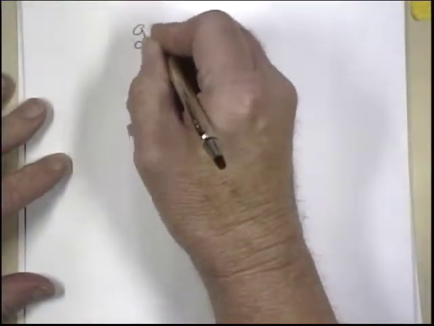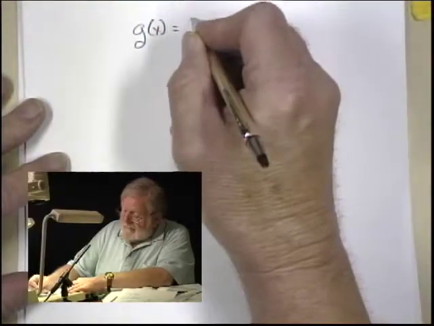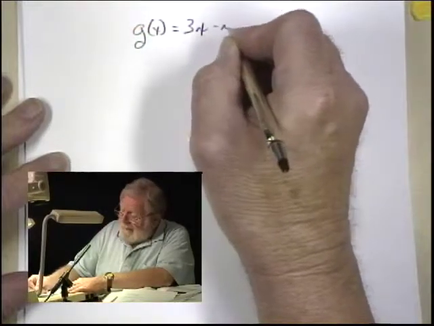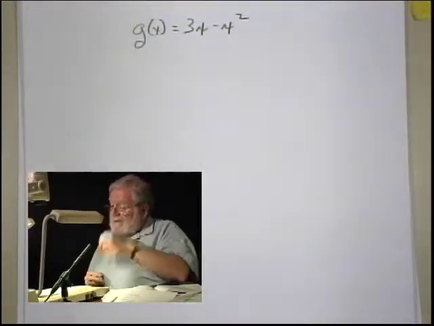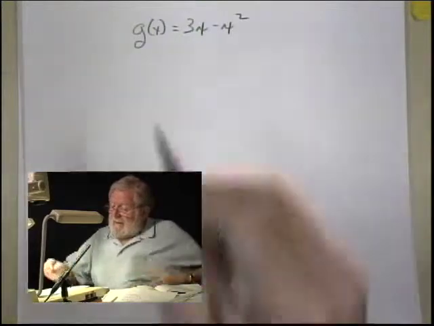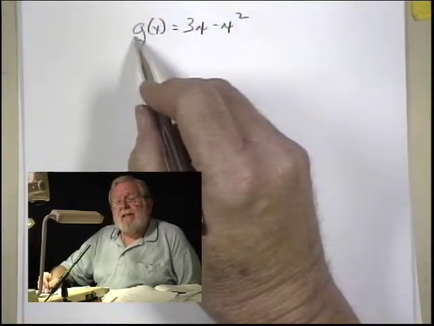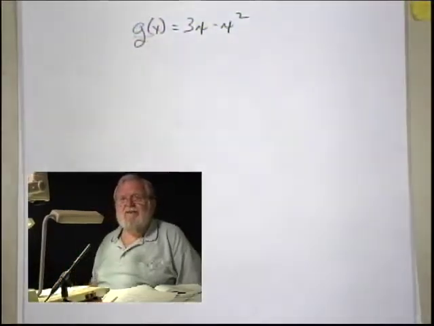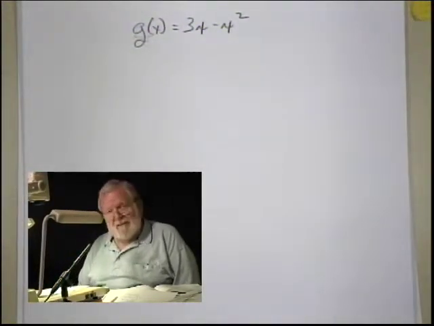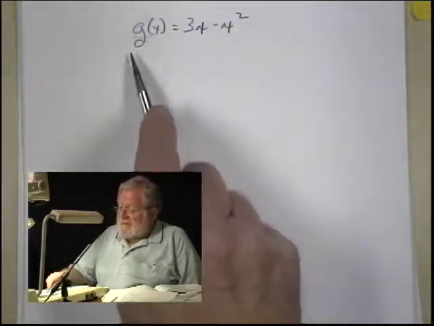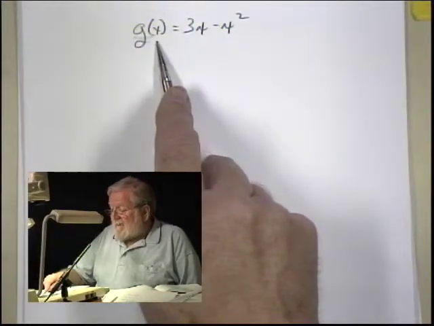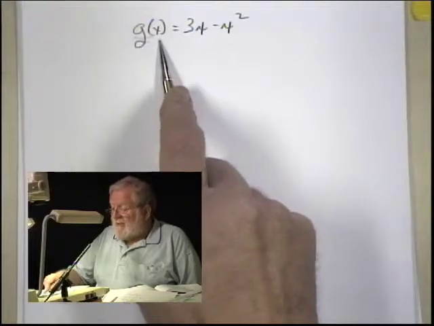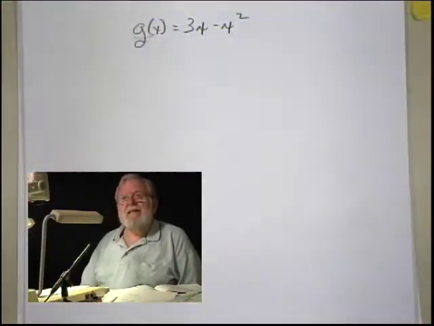Let's do another example from the text. Let's do g of x equals 3x minus x squared. Instead of using an f, they're using a g, and that's common. It's common to use a g instead of an f. But this is still a function. It's telling us that g is a function of x. So g of x equals 3x minus x squared.